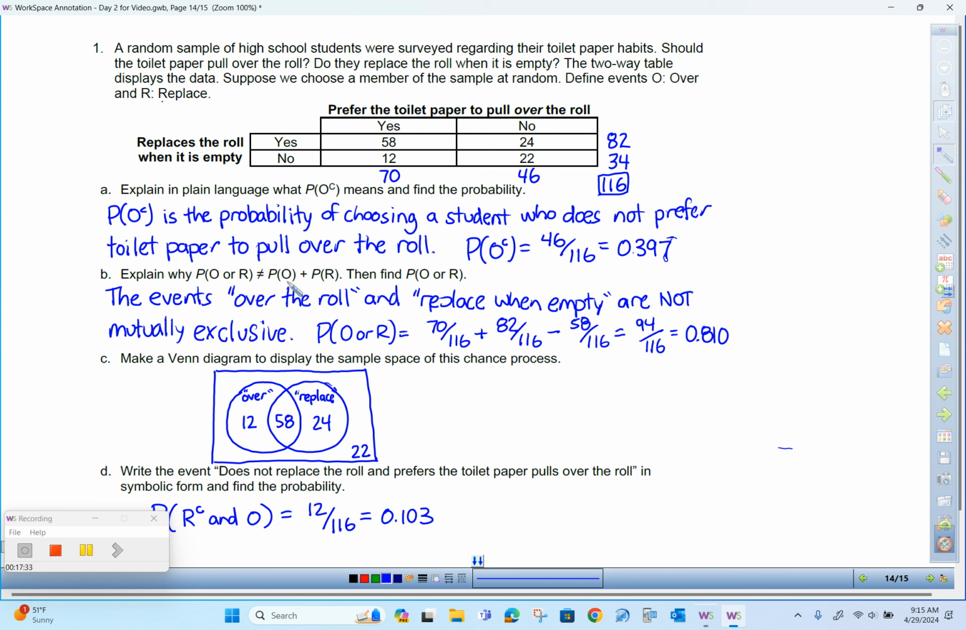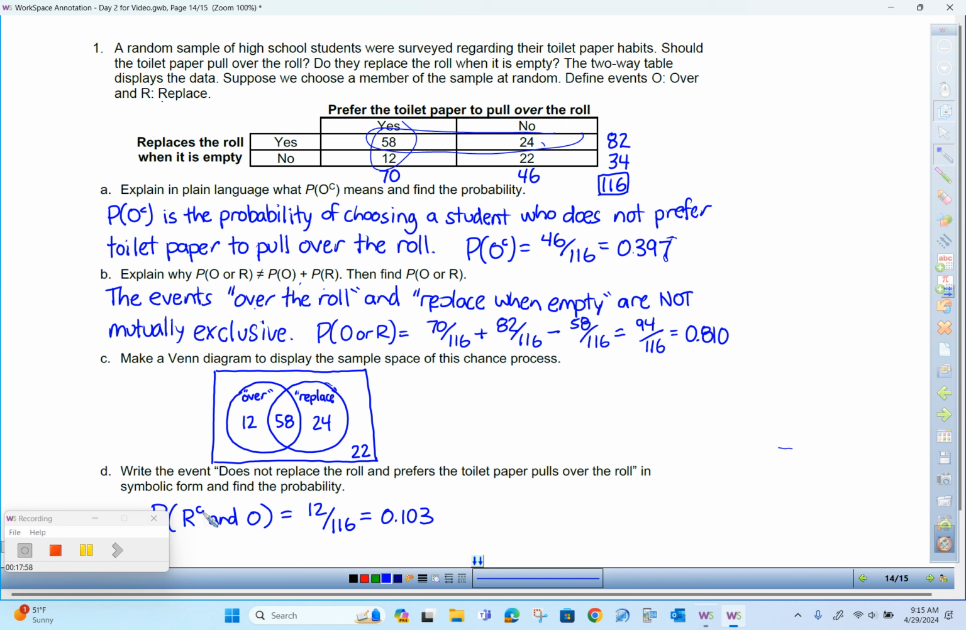Then this one, or, why it didn't just equal adding them, that's because over the roll and replace when empty are not mutually exclusive. Or you could say there were people who did both. That means we have to subtract off that intersection. Or remember, you can just add up the individual ones here. So you can just take the 58 plus the 12 plus the 24 to get to that 94 without that extra subtract. Okay, there's your Venn diagram.